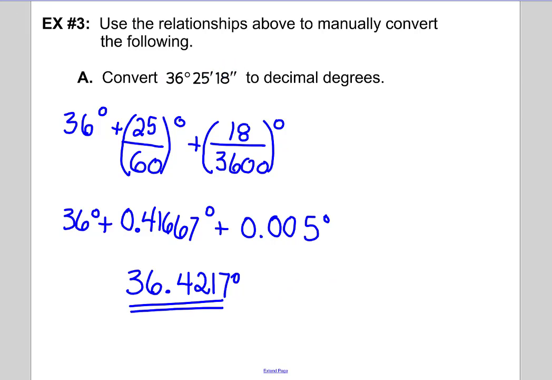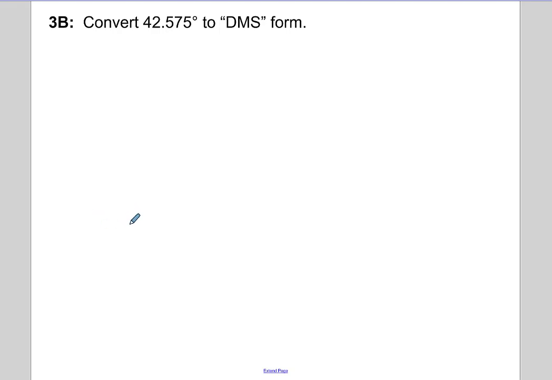Okay, if you want, you can turn off your video and try this one on your own. Oh no, maybe I should do this one with you because it's a little different. This one we're going to convert a decimal degree back to degrees, minutes, seconds. So you can tell we've already got 42 degrees, but we've also got 0.575 of a degree, so a little more than half of a degree. And we need to cancel the degrees.